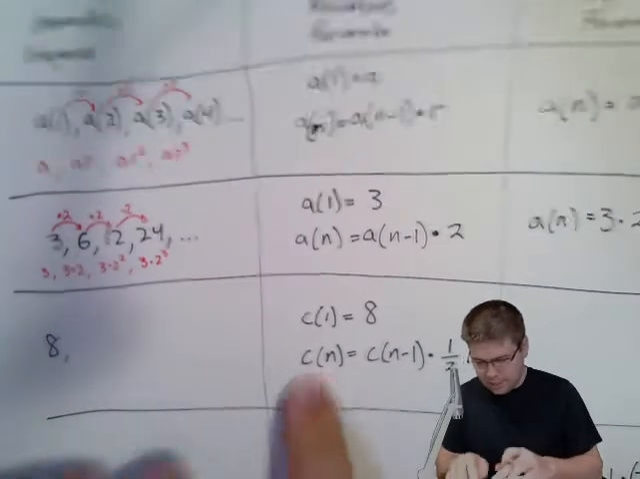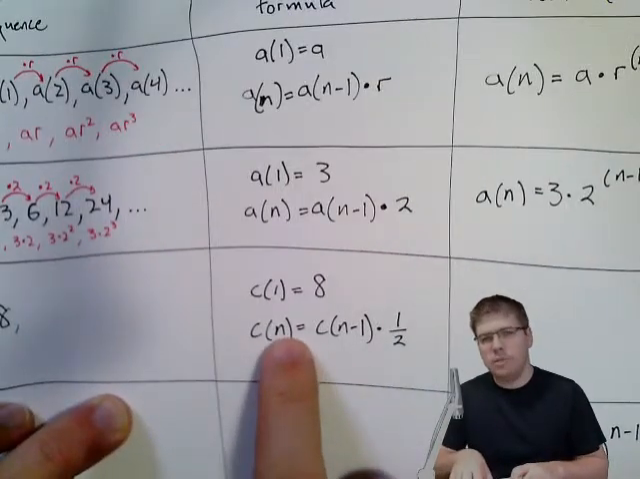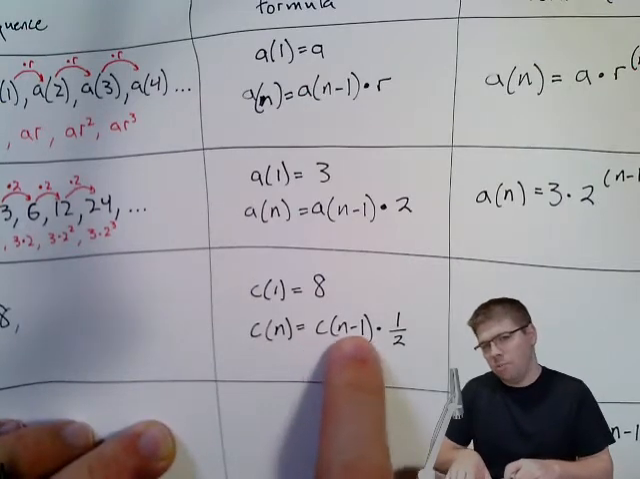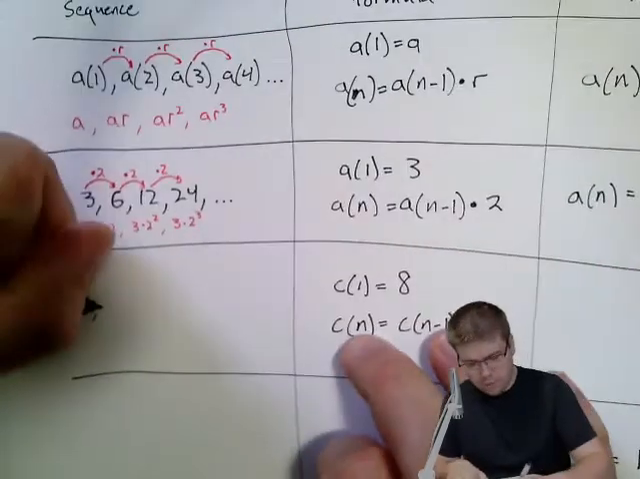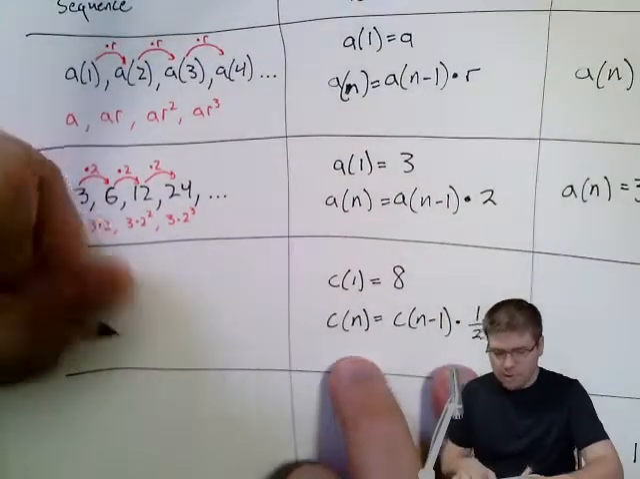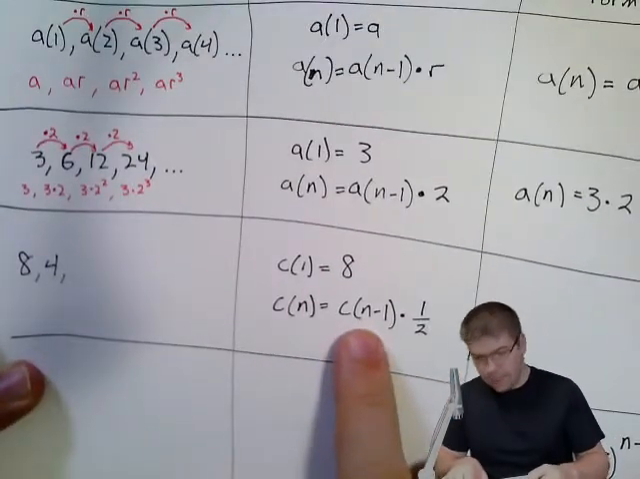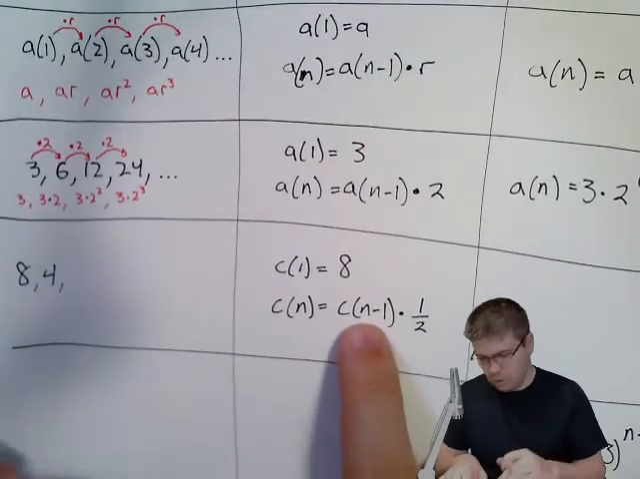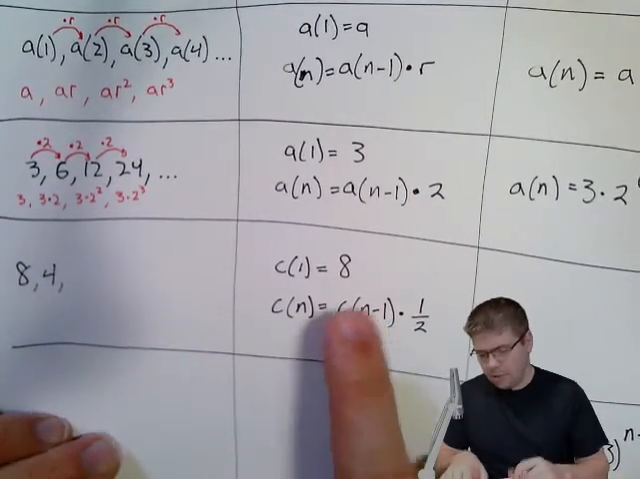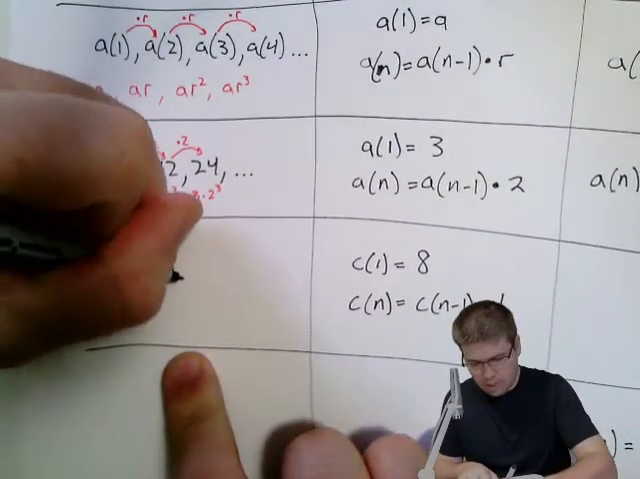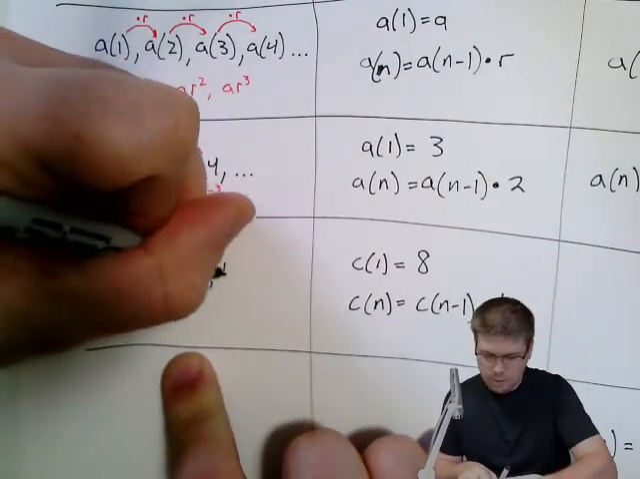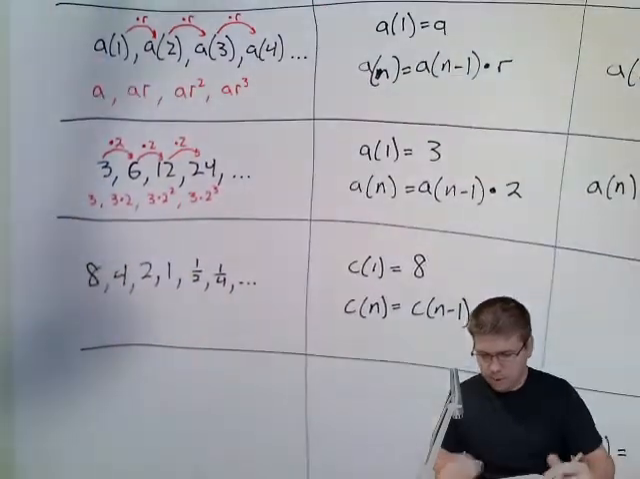So my second term, c of 2, is equal to c of 2 minus 1, so c of 1 times 1/2, that previous one times 1/2, which is 4. And then c of 3, my third term, would be c of 3 minus 1, which is 2. So the previous term, which is 4, times 1/2, and we get 2. And then we get 1, and then we get 1/2, and then we get 1/4, and we continue on forever.